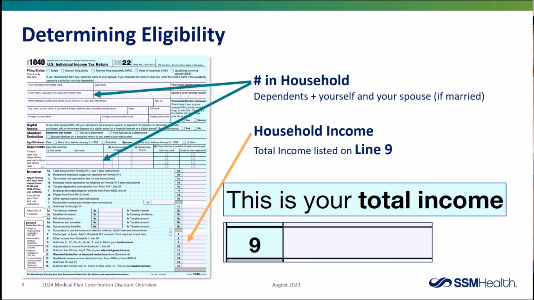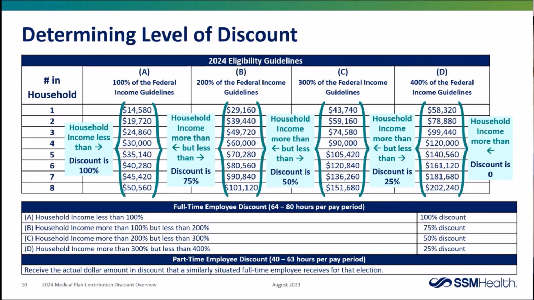Okay. Well, now that I know this information, how does this determine the level of the discount? Well, to determine your eligibility, ask yourself these questions. How many are in your household? Where does your income fall in the chart that is shown here? And this chart breaks down the level of discount based on if you are between 100 and 400% of the federal income guidelines.